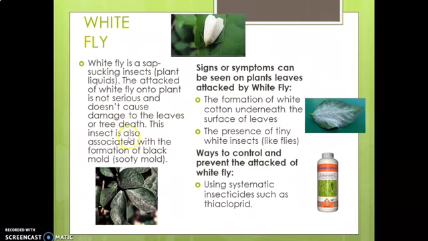This insect is also associated with the formation of black mold. This is an example of black mold. Signs or symptoms can be seen on plant leaves attacked by whitefly.